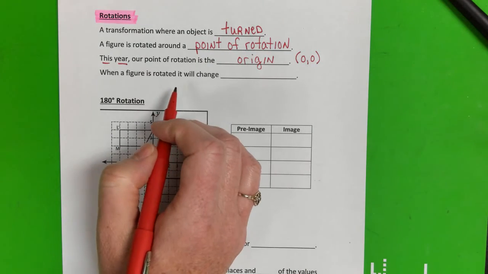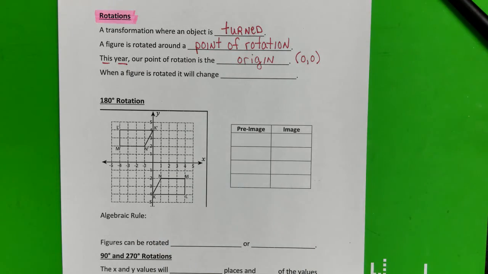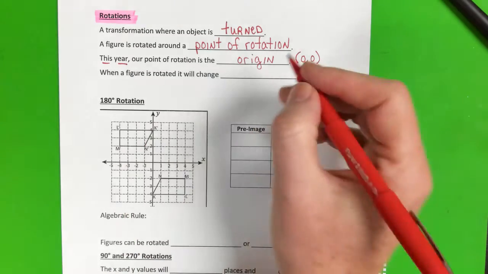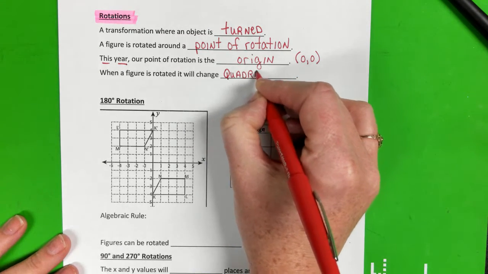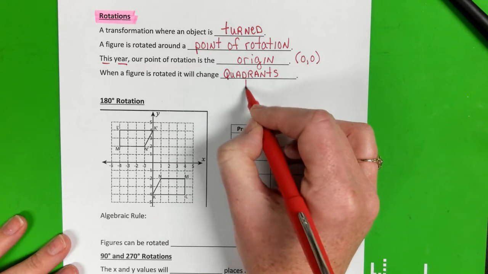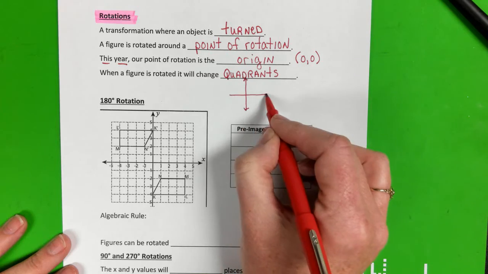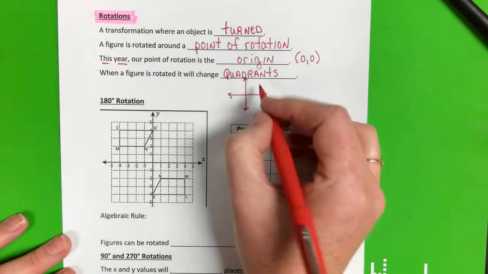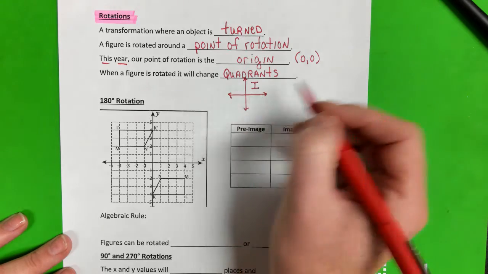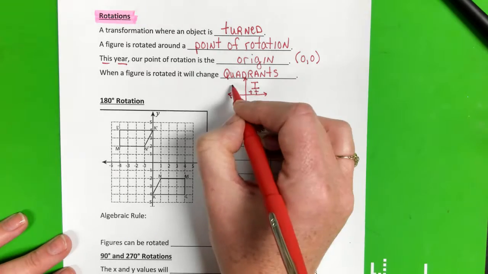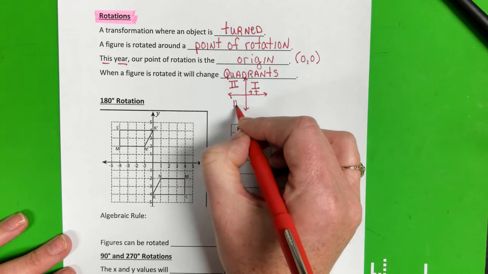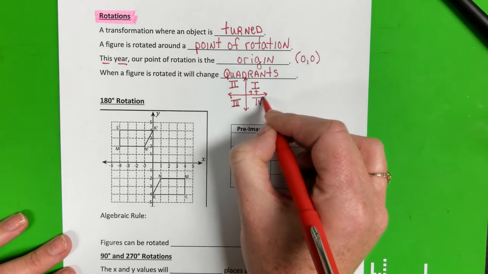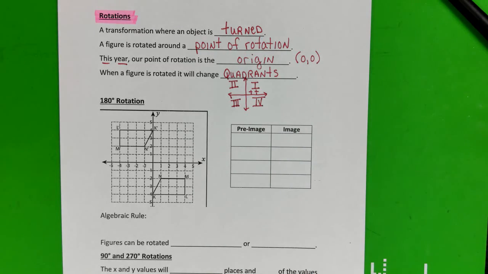When a figure is rotated, it will change a couple of things I want to note. Number one, it will change quadrants. I just want to remind you, when we talk about the quadrants on a coordinate plane, quadrant 1 is right here. This is the positive quadrant. Quadrant 2 is here, so it's going counterclockwise. This is quadrant 3, and this is quadrant 4. That's important to know because you'll get questions about what quadrant it moved to.